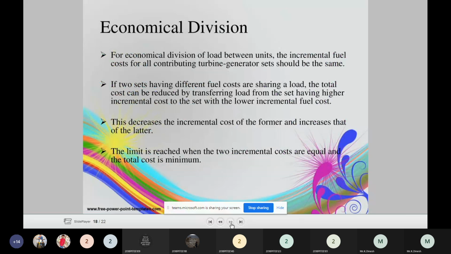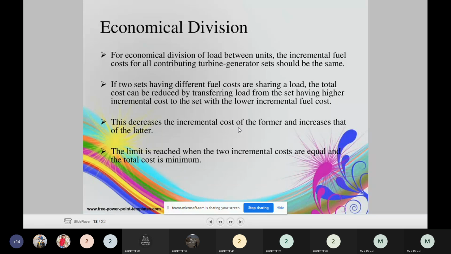So, economic division. The incremental fuel cost for all contributing generator sets should be the same. If two sets having different fuel costs share a load, the total cost can be reduced by transferring load from the set having the higher incremental cost to the set with the lower incremental fuel cost.